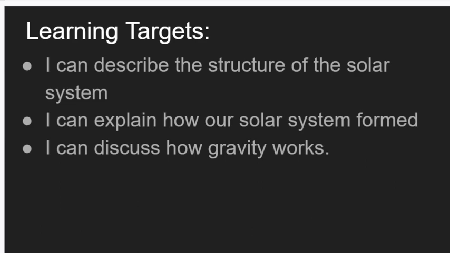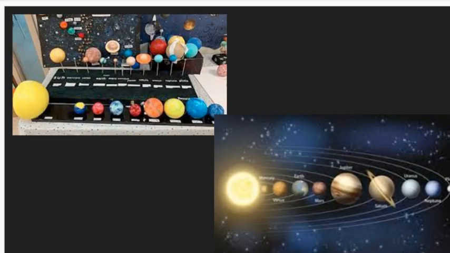So our goals for this video are being able to describe the structure of the solar system and then discuss how gravity works. We're also going to explain a little bit how our solar system formed. We're not going to go really deep into that one today, but we will probably do a second part to this video to tackle that second learning target a little bit more. So let's go ahead and get started.